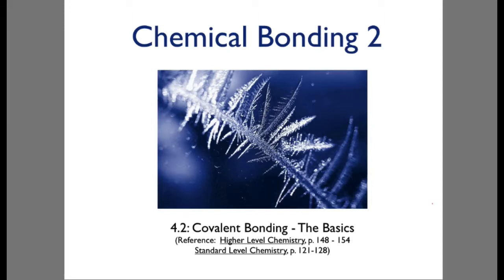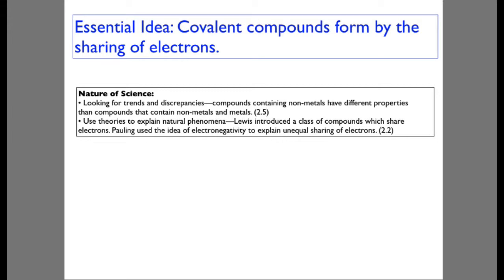Chemical bonding 2. The essential idea here is that covalent compounds form by the sharing of electrons. And the nature of science is looking for trends and discrepancies. For example, compounds containing nonmetals have different properties than compounds that contain nonmetals and metals. Also, use theories to explain natural phenomena, such as when Lewis introduced a class of compounds which share electrons, and Pauling used the idea of electronegativity to explain unequal sharing of electrons.